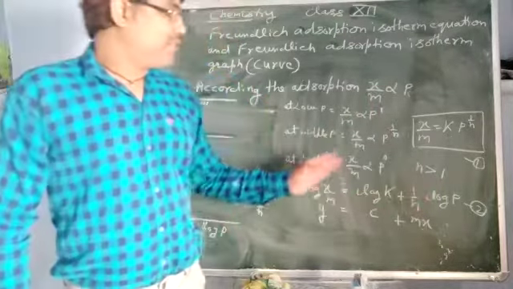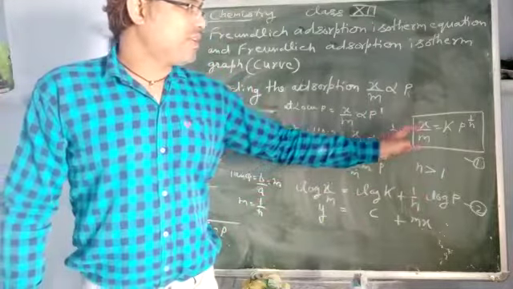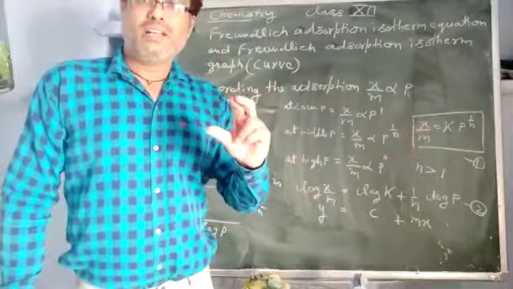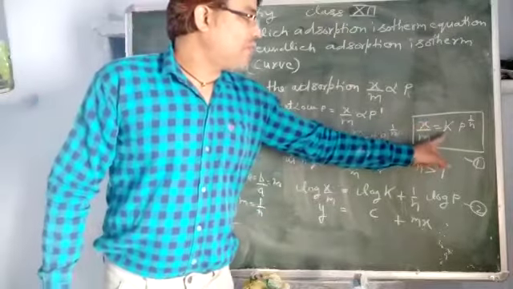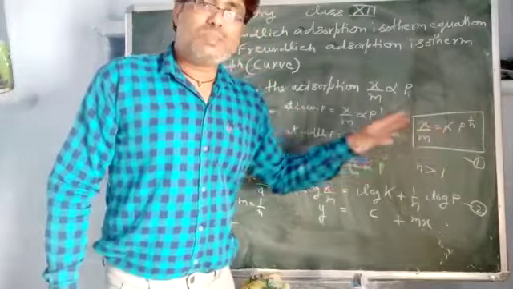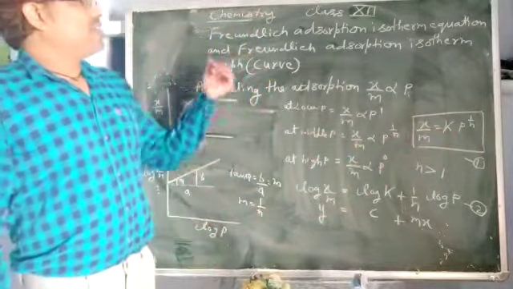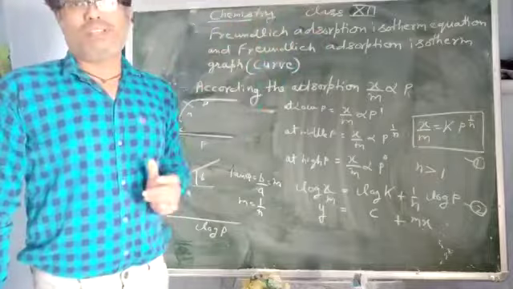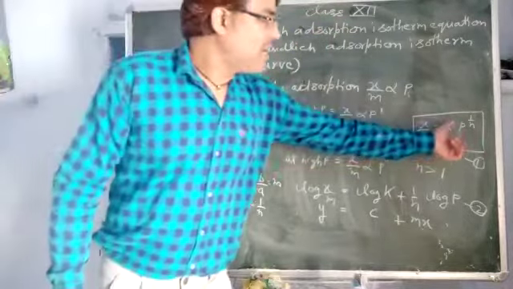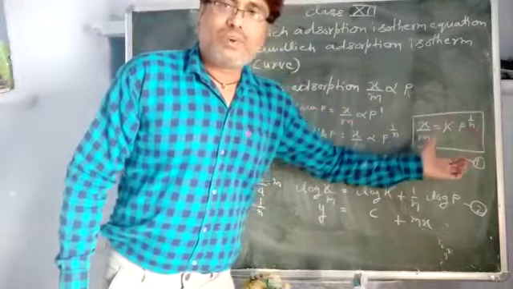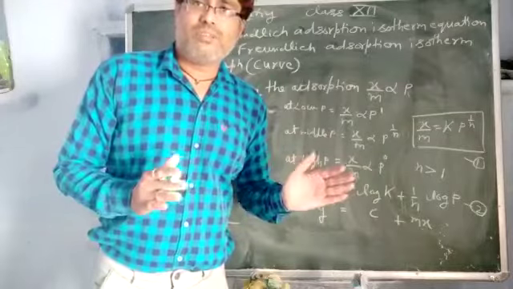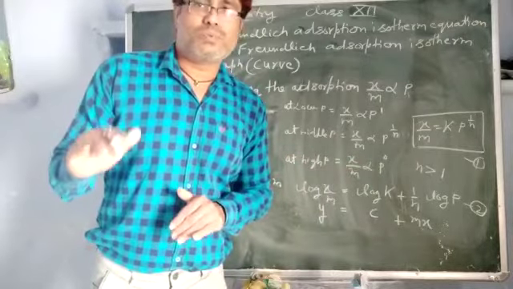So when we remove the sign of proportion, we get a constant, that is K. The relation given for the middle pressure range is X by M is equal to K into P raised to power 1 by N. That is called the Freundlich adsorption isothermal equation. So when you are asked this, you have to write X by M is equal to K P raised to power 1 by N. That is the Freundlich relation. And isotherm, why? Because during this process, when we are increasing the pressure, the temperature is constant.